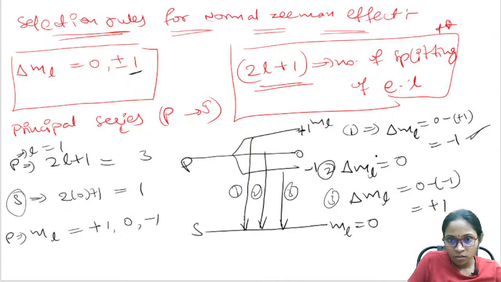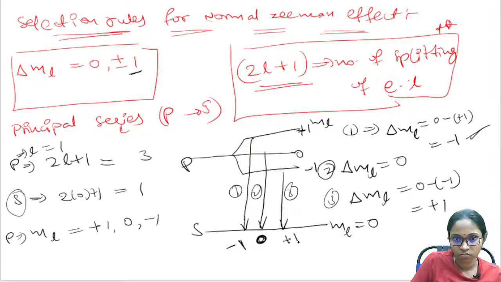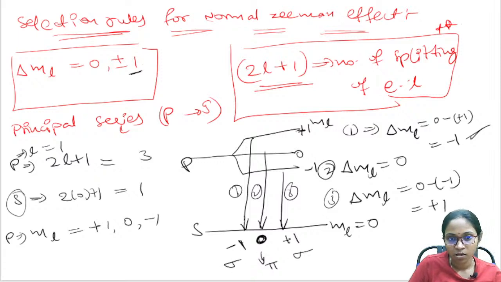See here, for the second line the value of ML is 0, and the others are minus 1 and plus 1, the delta ML values. This centered line is denoted with pi, and the lines beside this pi line are sigma.